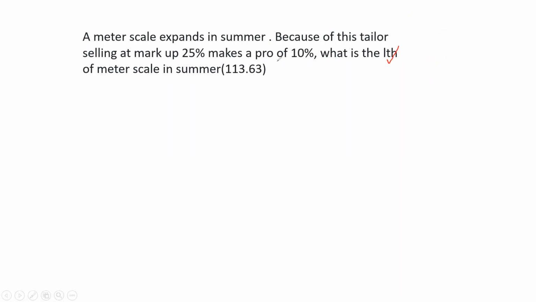Selling at markup makes a profit of 10% only. So in this case, the end result is 10. So markup of 25%, so 100 converts to 125. And what is the length of the meter scale? So basically he shows 100, but actually it isn't 100 because it has expanded. So it is X, say X in this case.